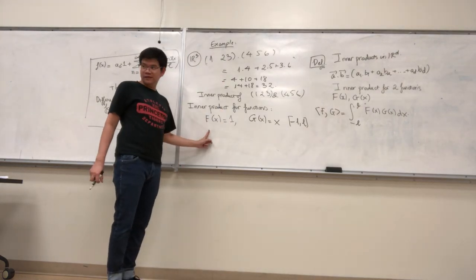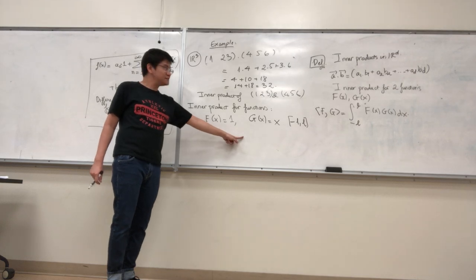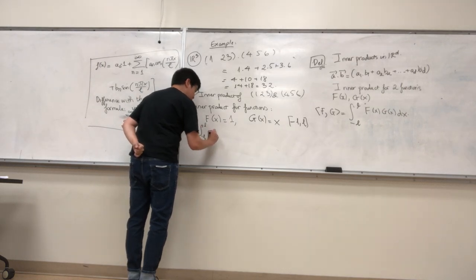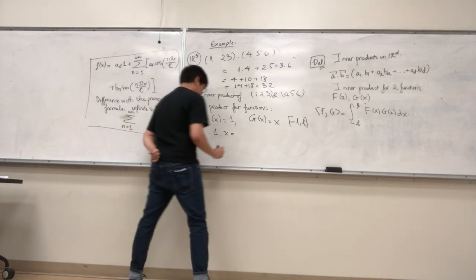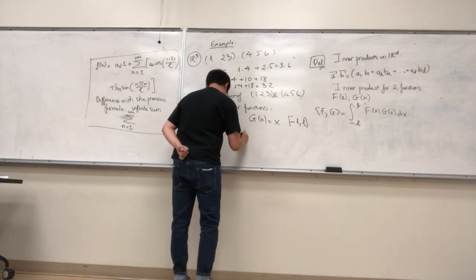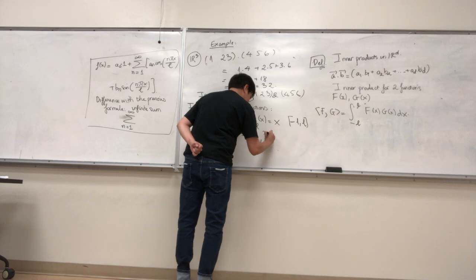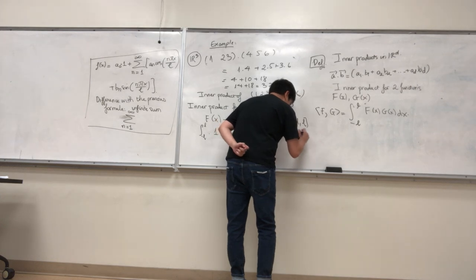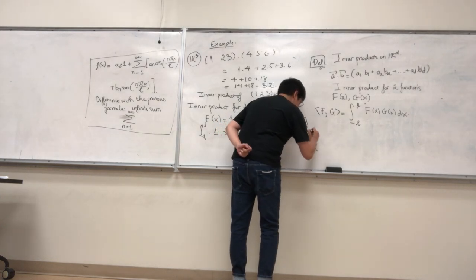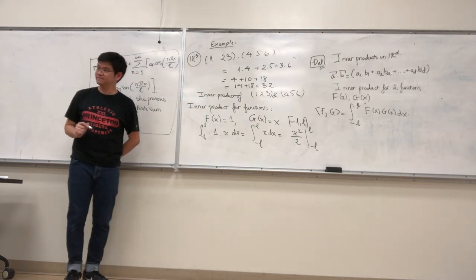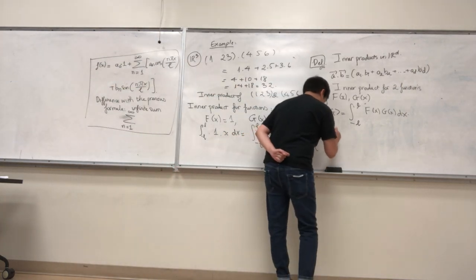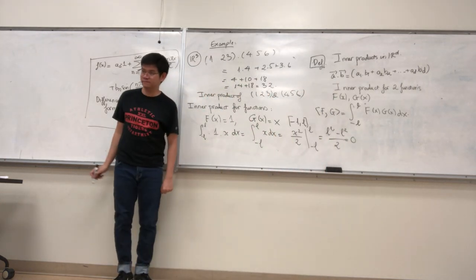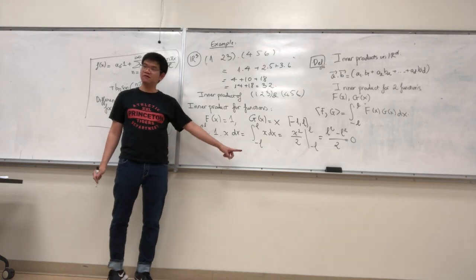So how do I define the inner product of f and g? The inner product is defined by the integral from minus L to L of 1 times x dx. This is the integral from minus L to L of x dx. I take the antiderivative, x squared over 2, from minus L to L. This is L squared over 2 minus L squared over 2, and this is 0. So this is the definition of the inner product of two functions.